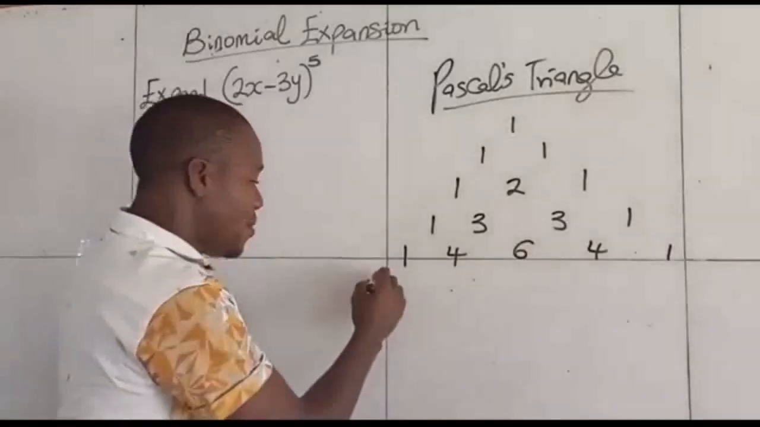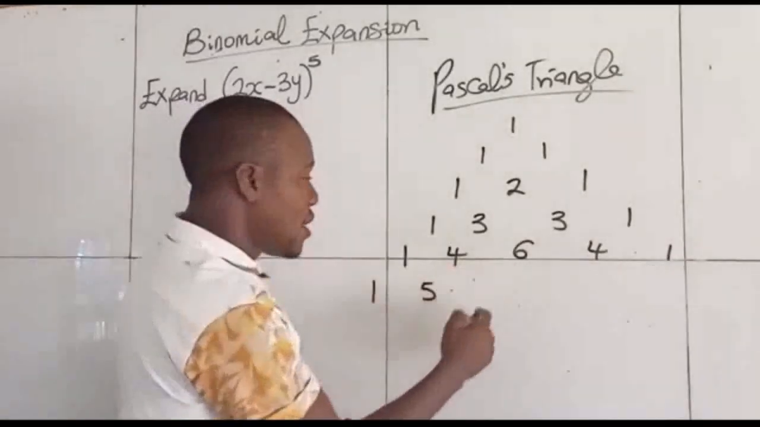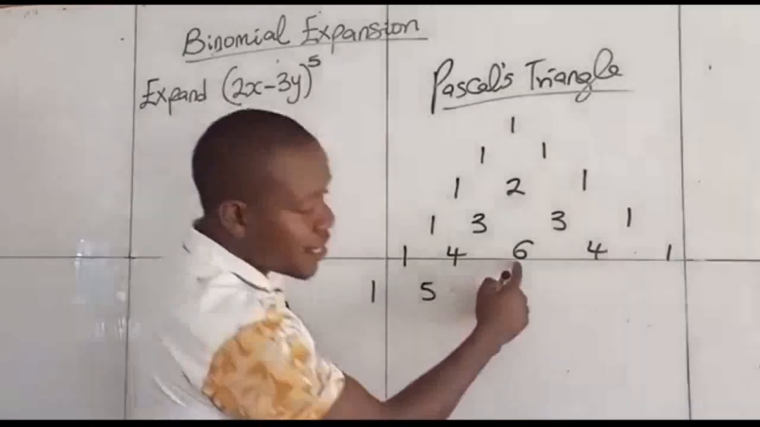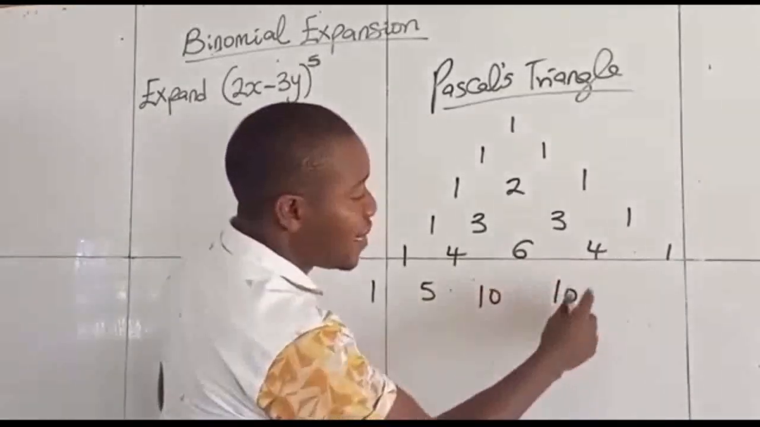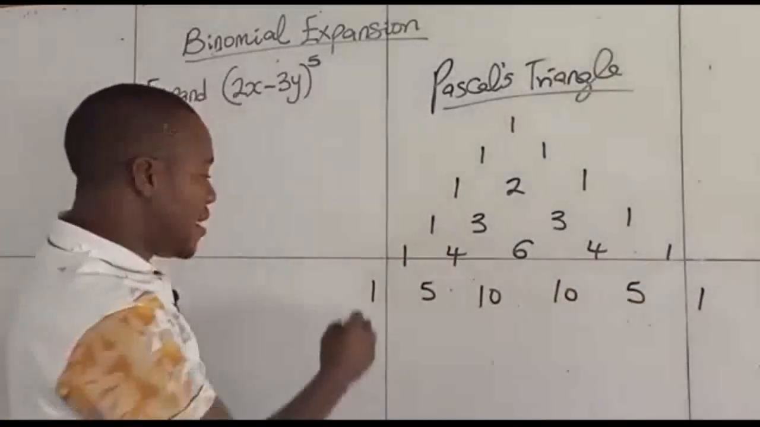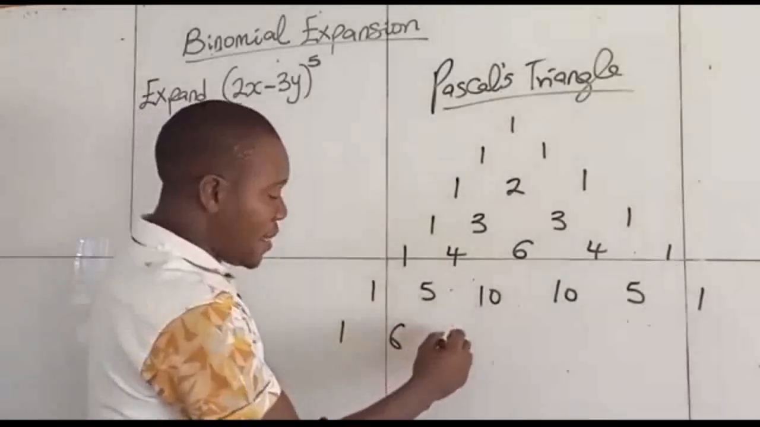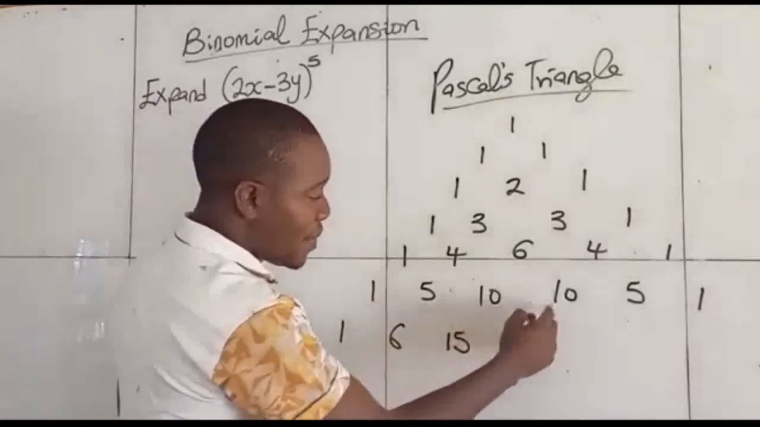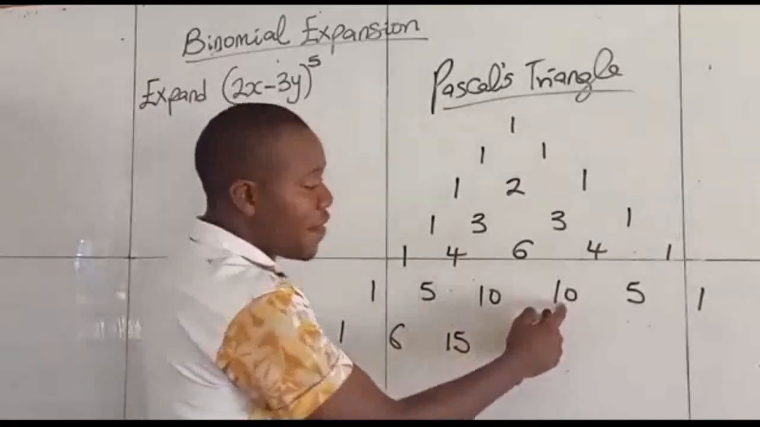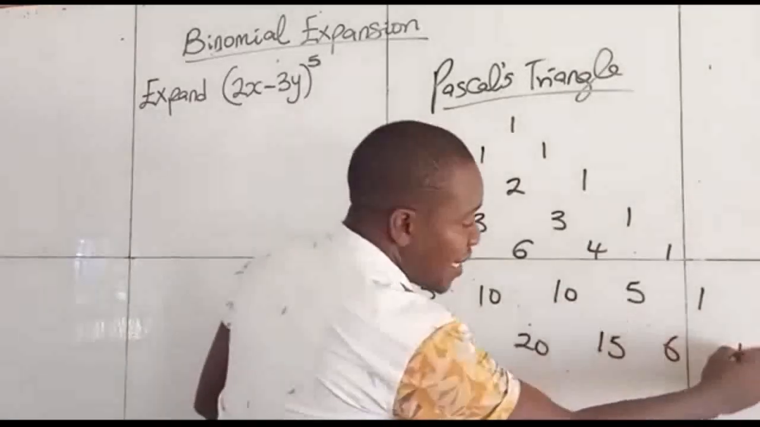Then the next level, 1. 1 plus 4, 5. 4 plus 6, 10. 6 plus 4, 10. 4 plus 1, 5. Ends with 1. And then the next level, 1. 1 plus 5, 6. 5 plus 10, 15. 10 plus 10, 20. 10 plus 5, 15. 5 plus 1, 6. And ends with 1.